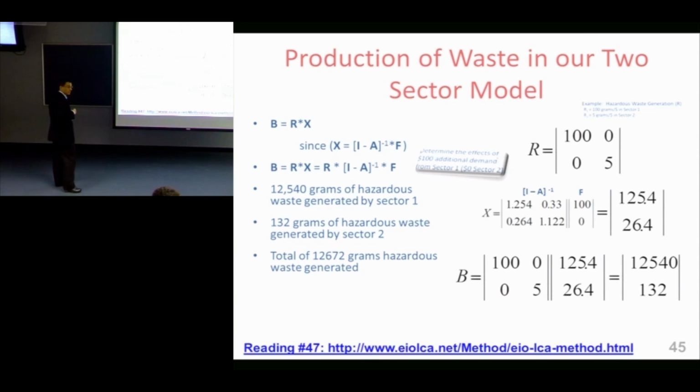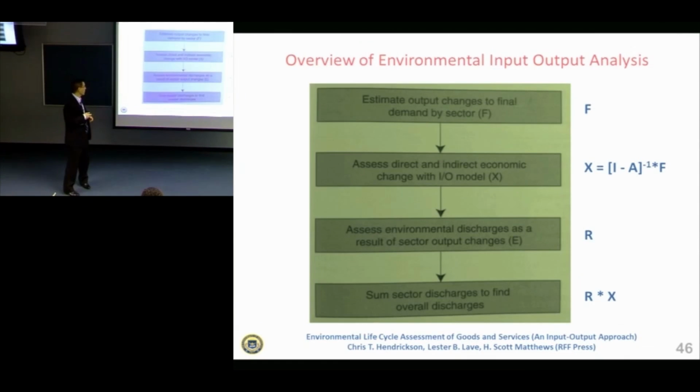Steve? The environmental matrix. You can call it whatever you want. Here, they don't give it a name. This comes from a book. Environmental discharges as a result of sector output changes, E. We called it R.